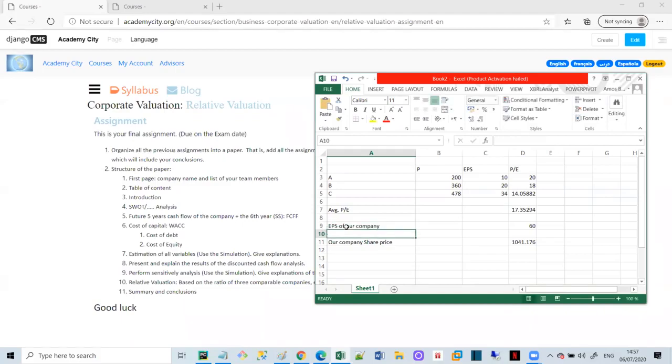Fair enough? So I will put it here. I will take this one times this one. That's my valuation. That's what's supposed to be the share price of our company. That's the way I will do it, really. This way you don't get confused. Very straightforward. Even put it in your paper. Could be really nice. Good.